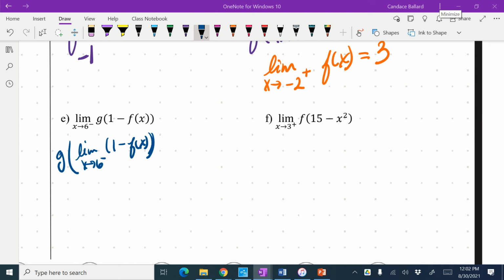Okay. One of our limit properties that we talked about last week was that if we can't figure out the limit from where it's at, I can take the limit of something that's being added and subtracted separately. So I'm going to separate that in this case. So I've got the limit as x approaches 6 from the left of 1 minus the limit as x approaches 6 from the left of f of x.